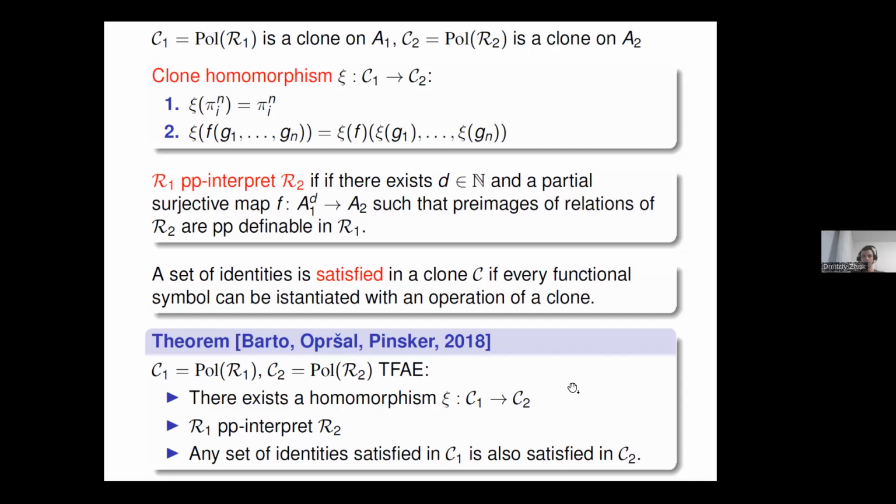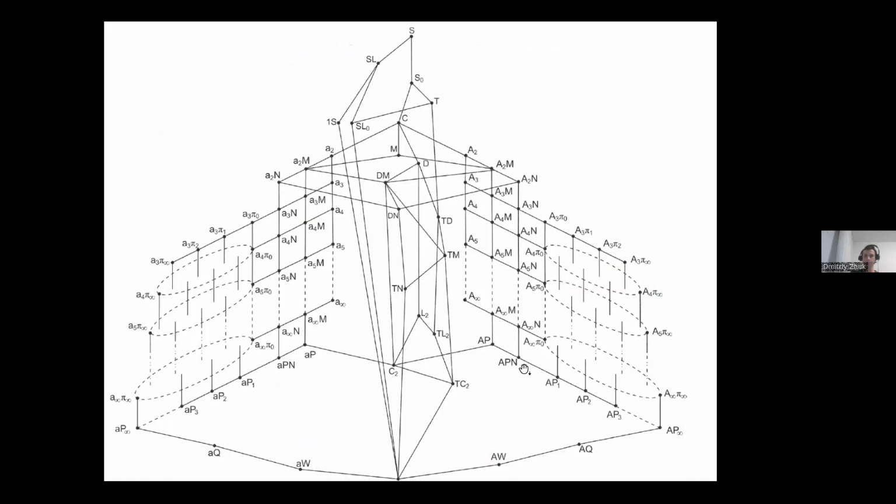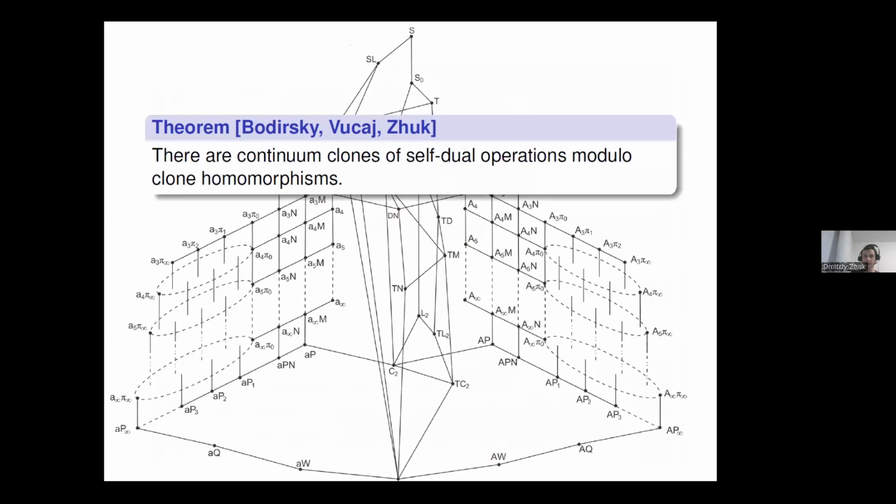Okay. And then we may consider clones up to this clone homomorphism. They are equivalent if we can map in one direction and in the other direction. It's very natural to take some lattice and try to collapse this lattice using this clone homomorphism. And we did this. And we actually proved that if we collapse modulo this clone homomorphism, this lattice is still uncountable. So the whole part on the left-hand side, or the right-hand side, stays the same.